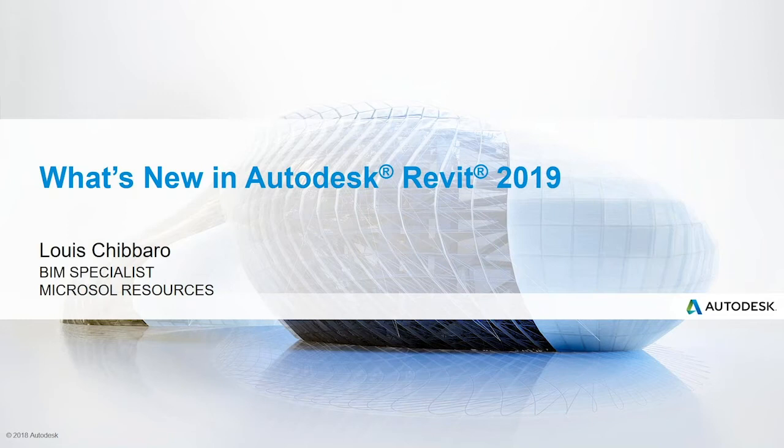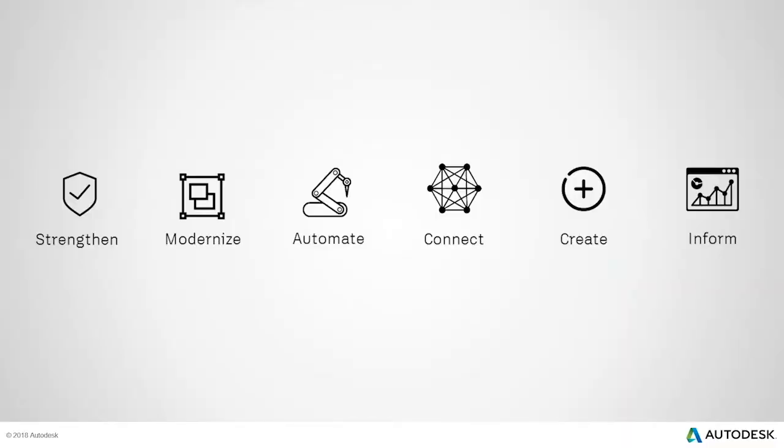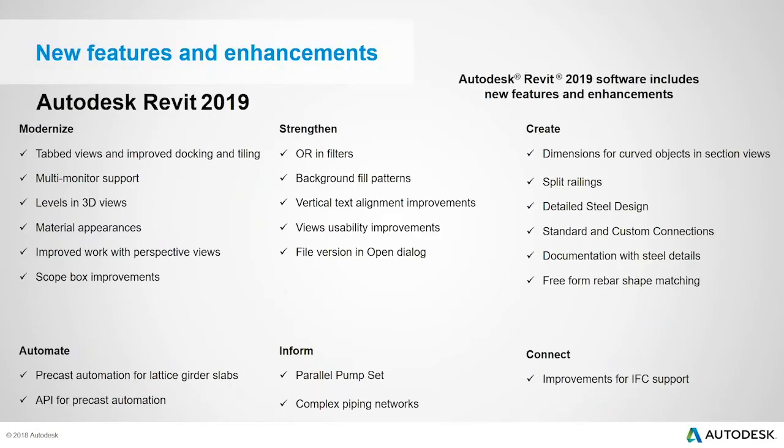Now, with that, I'd like to welcome you to what's new in Revit 2019. First up, we're going to talk quickly about strengthening, modernizing, automating, connecting, and creating and informing. Here's a quick little bullet point summary of what's going to be covered during today's presentation. Some of these components are just going to be talked about. Some other ones I'm going to be demonstrating for everyone.